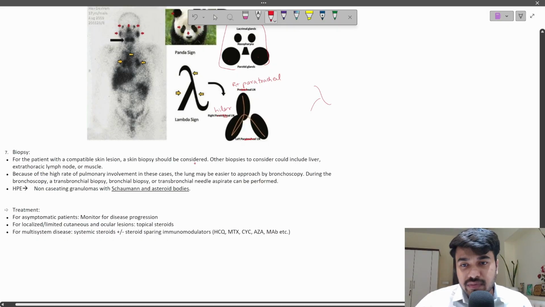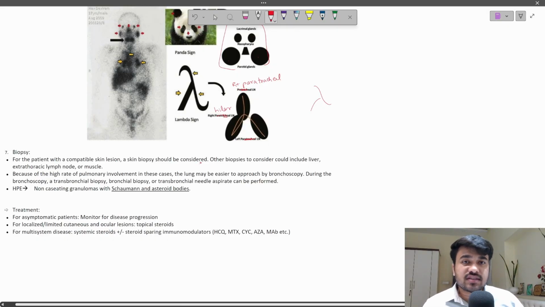Then we have biopsy. For patients with compatible skin lesions, a skin biopsy should be considered. Of course, a skin biopsy is the easiest to take compared to other biopsies. If there are no compatible skin lesions for taking a biopsy, then we might have to take a liver biopsy or an extrathoracic lymph node biopsy or even a muscle biopsy. On histopathological examination, as we have already talked, we will see non-caseating granulomas, that is the pathological hallmark, with Schaumann and asteroid bodies. So these are some important names you'll have to remember.